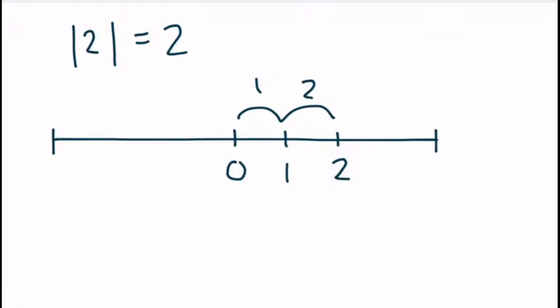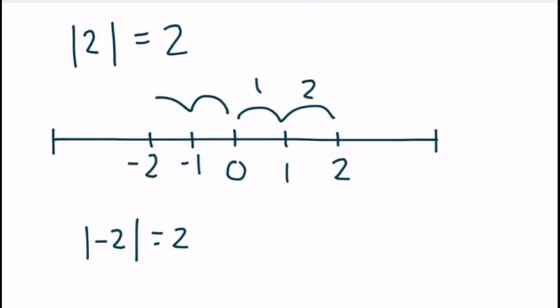Now, that's not the only number with the absolute value of 2. If you have the absolute value of negative 2, that would also be 2, because if I plot negative 2 on the number line, you can see that that is also just 2 away from 0. Negatives don't really matter, you're just calculating distance, so all values of absolute value will always be positive. Let's take a look at a few examples.